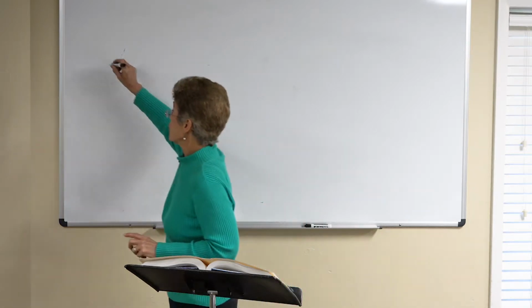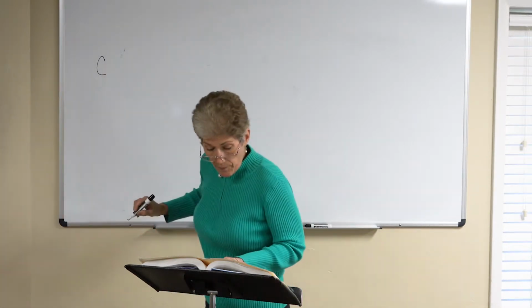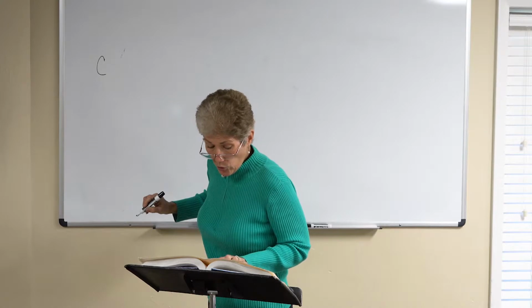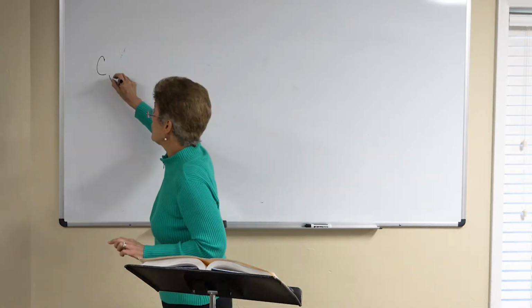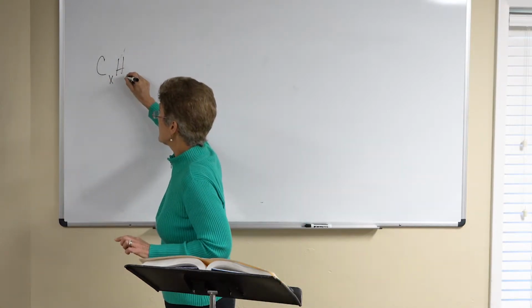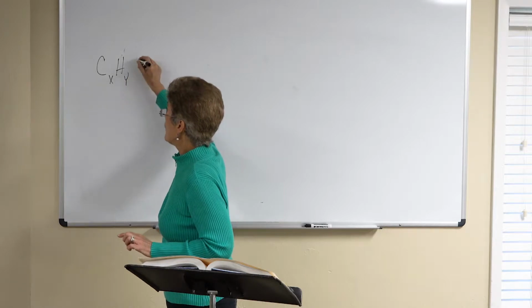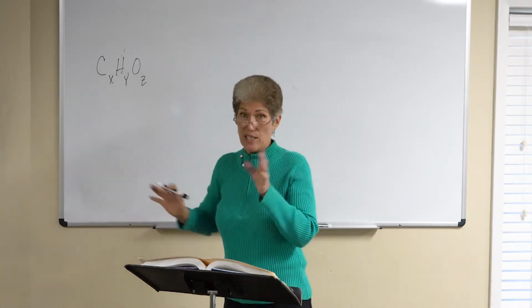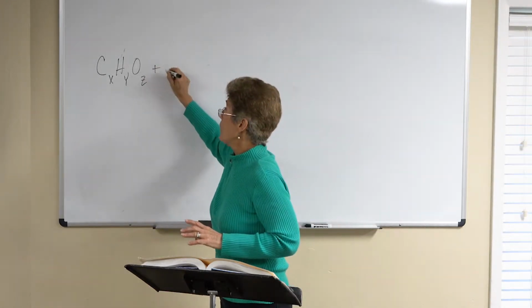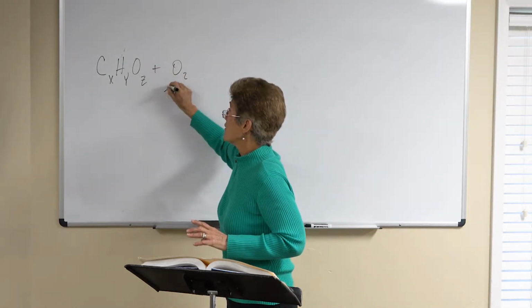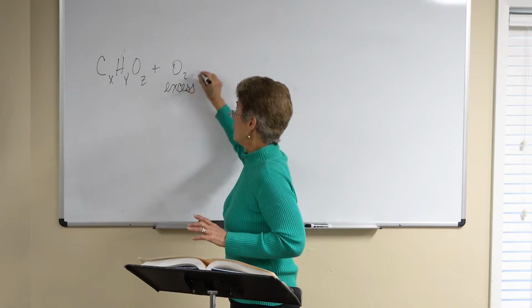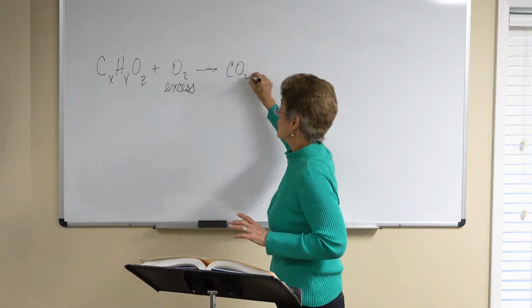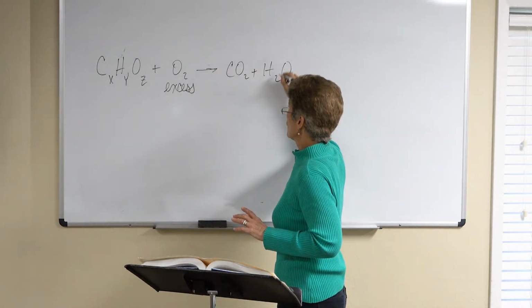Okay, so now we have an unknown that's burned in excess oxygen. So we know there's carbon in it because we are told that we make carbon dioxide and water. So we know there's carbon in it. We know there's hydrogen in it. But we don't know if there's oxygen in it. I'm going to put a Z there, but that could be a 0, couldn't it? It could not be there. We don't know. And we've got this oxygen that's in excess. And we know we're producing CO2 plus H2O.